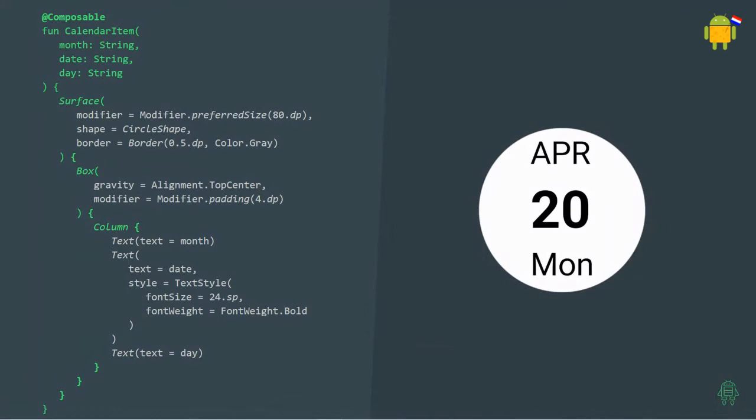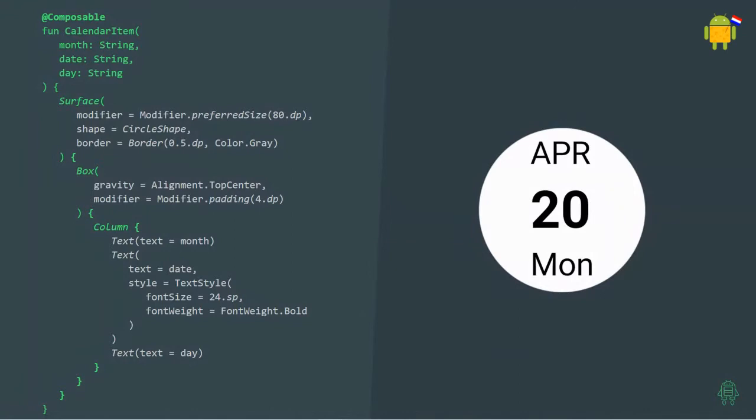Later on, we want to show the name of the month, the date number, and the name of the day of the week. So for it, we need to create a container, and this container helps us place all items in the middle of the screen, and for it we can use a box with gravity top center. And later on we can use our first layout, it's column. It's pretty similar to linear layout, one version of linear layout. And later on we can add three text functions, and all functions like text, image, box, and surface are also composable functions.